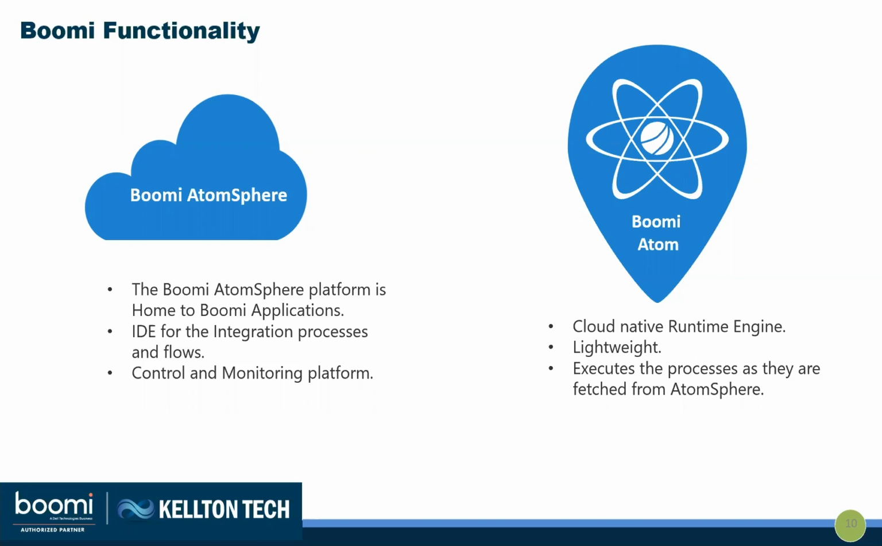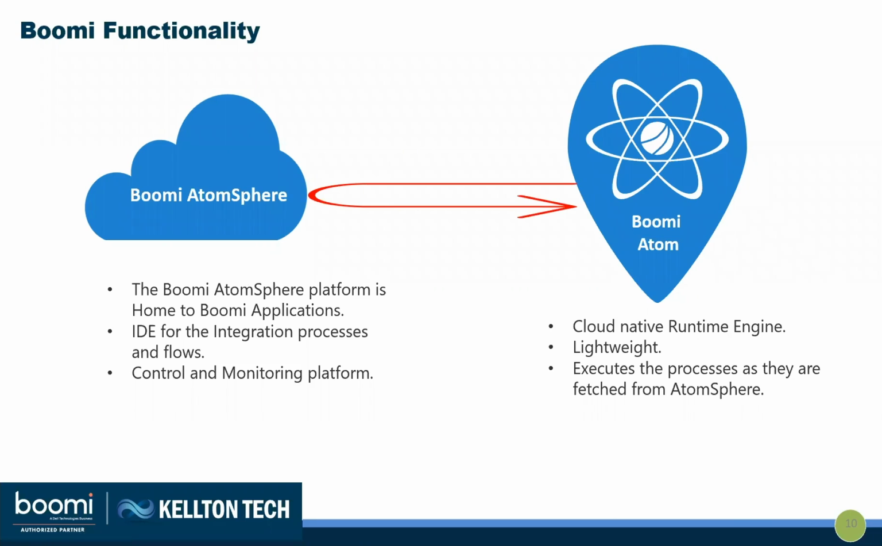It's lightweight and is meant to process the requests coming from the Atom Sphere. So it executes the processes as they are fetched from the Atom Sphere. What I mean by that is that, like I said, the Boomi Atom Sphere is a cloud platform, whereas the Atom is cloud native. It can be deployed anywhere, whether on your on-premise infrastructure or in a hybrid cloud infrastructure. So you never need to worry about how Boomi Atom Sphere makes a connection to your Atom.